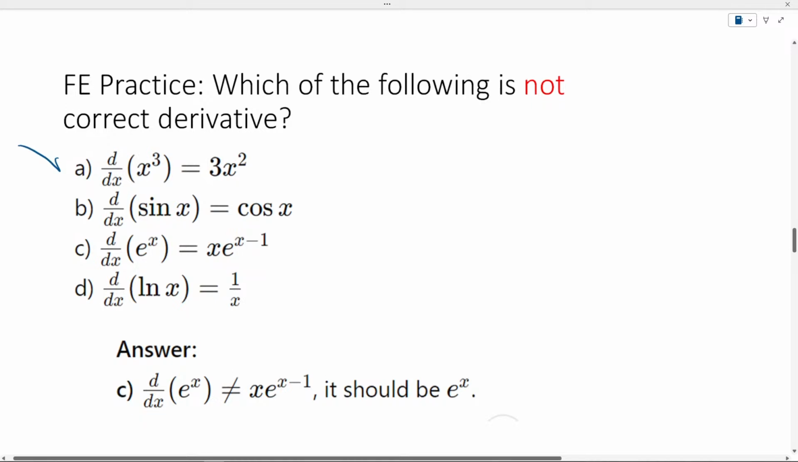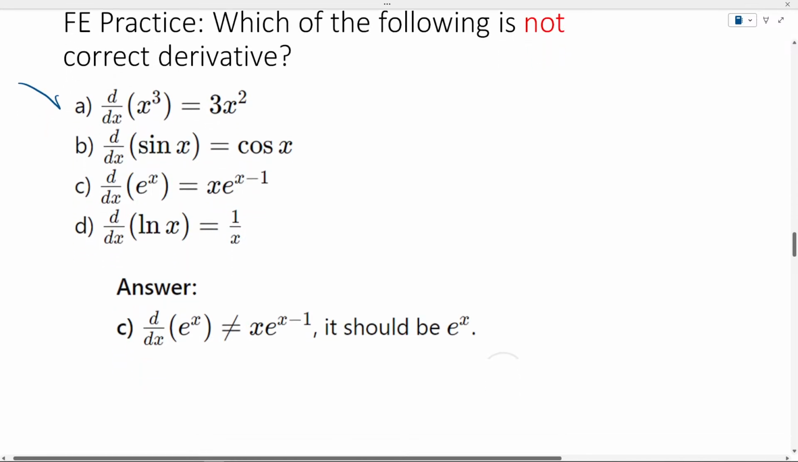Where do we go here? So sine x is equal to cosine x. Yeah, we know that this guy is wrong. We did this previously, so we know that this guy is wrong. And let's do this one, ln x.